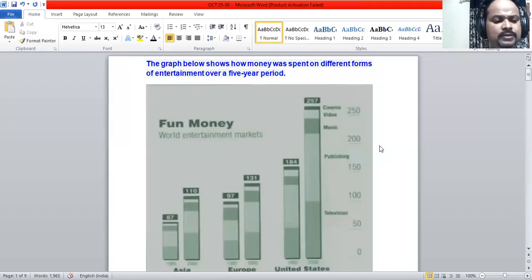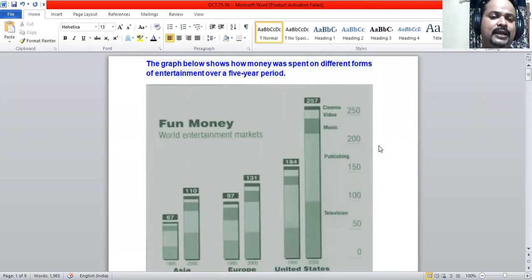Good evening, all. Today we are going to discuss a particular chart which is not common in our academic task one. It is one of the rare pieces.